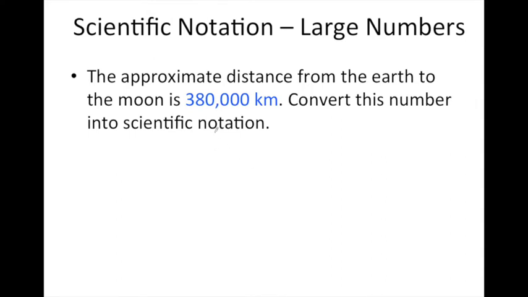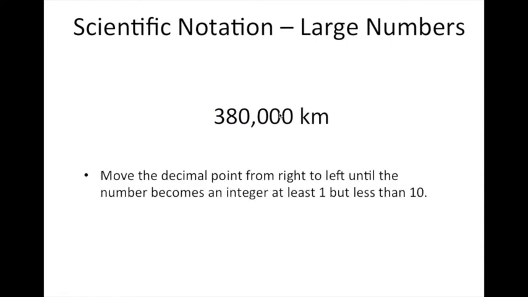Say we were talking about the distance from the Earth to the Moon, 380,000 kilometers. How would we write this number in scientific notation? Well, the first thing we need to do is move the decimal place from right to left until we get to an integer that's at least 1 but less than 10. So we need to move the decimal point, which is of course understood to be right here at the end, from right to left until we get between the first and second non-zero number.